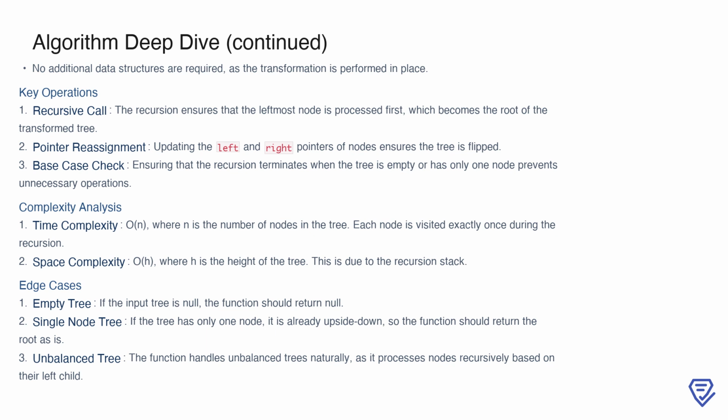When analyzing complexity, the time complexity is O(n), where n is the number of nodes in the tree, because each node is visited exactly once. The space complexity is O(h), where h is the height of the tree, due to the recursion stack.